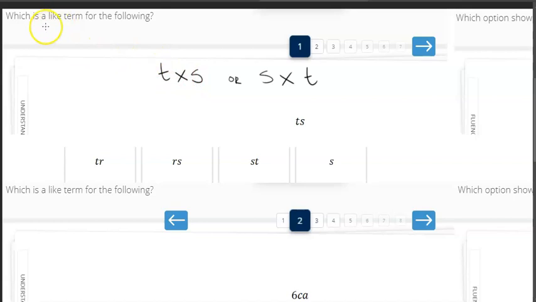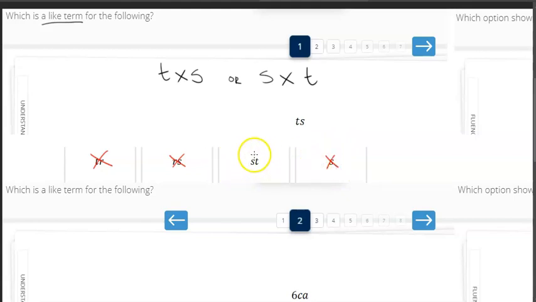Now it's asking for a like term. A like term just means that out of these four choices here, we have to see if we can find anything, regardless of whether there is a number in front of it or not, that looks the same or involves the same letters. In this case here, TR can't be a like term because there's no R within here. Again, RS can't be a like term, there's no R. Now S is involved with this here, but there's no T to accompany it. So this can't be the solution.